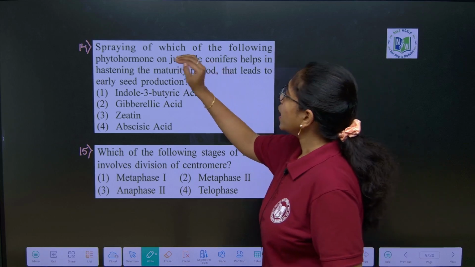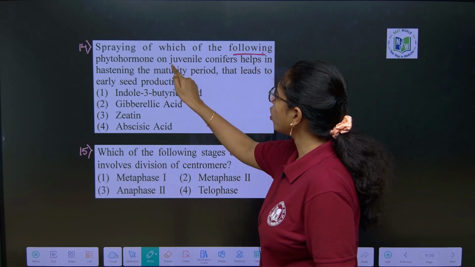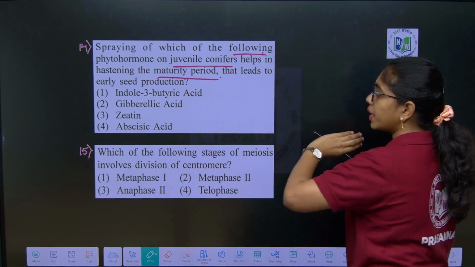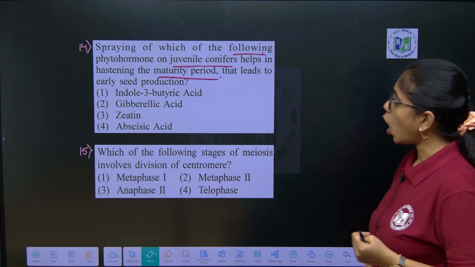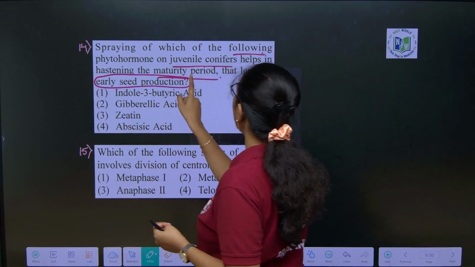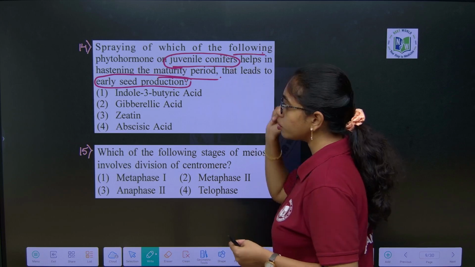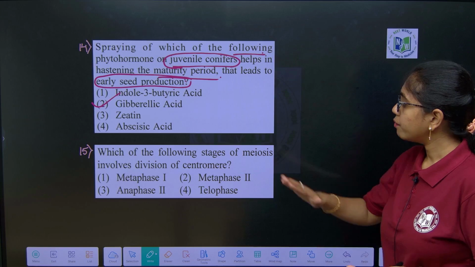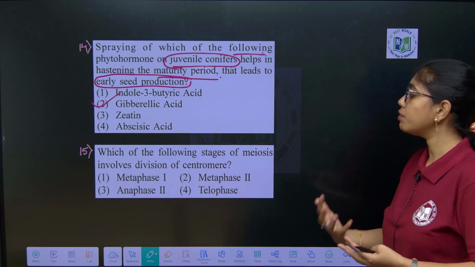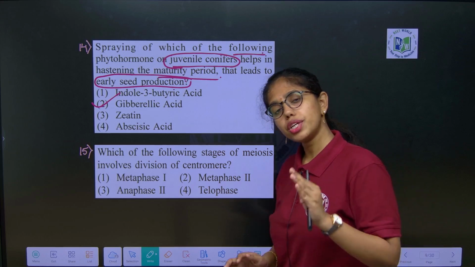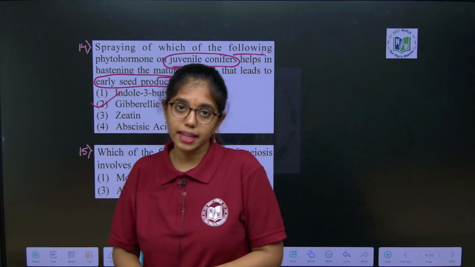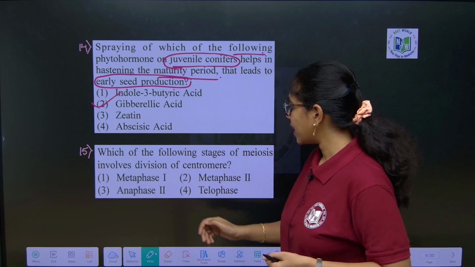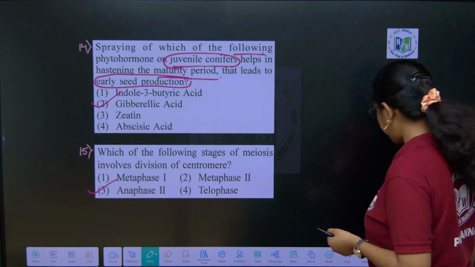Then, spraying of which of the following phytohormones on juvenile conifers helps in hastening the maturity period that leads to seed production? For early seed production in juvenile conifers, you have to remember that it is gibberellic acid. And which of the following stages of meiosis involves division of centromere? Centromere splitting takes place in anaphase of mitosis and anaphase 2 of meiosis. Clear?